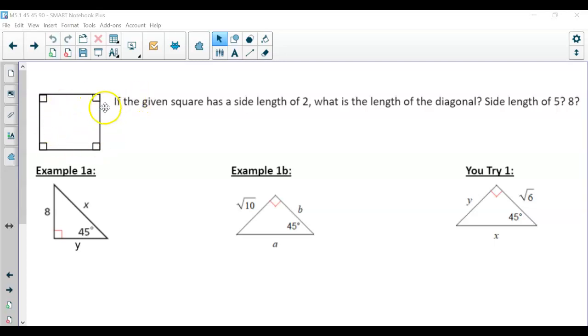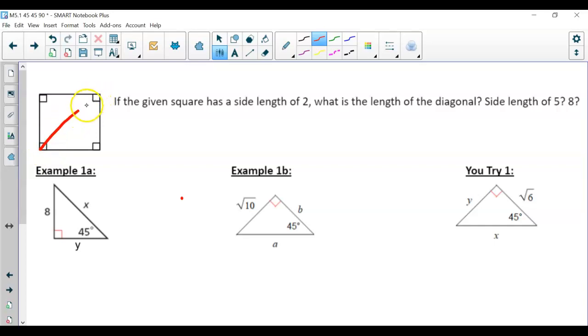If the given square here has a side length of 2, what is the length of the diagonal? So here, given the side length, you're looking for the length of the diagonal. So go ahead and pause the video and try the U-try here on your own. And here we go. So if you got a side length of 2 here, and this is technically a right triangle, notice how you're looking for the hypotenuse, right?